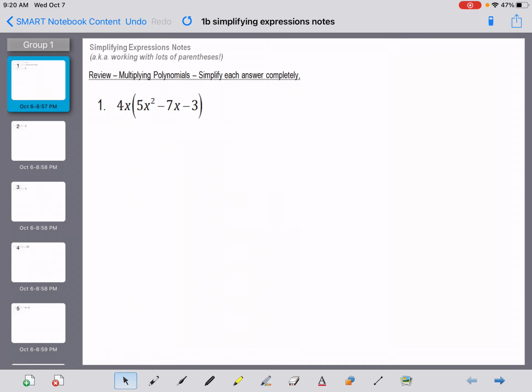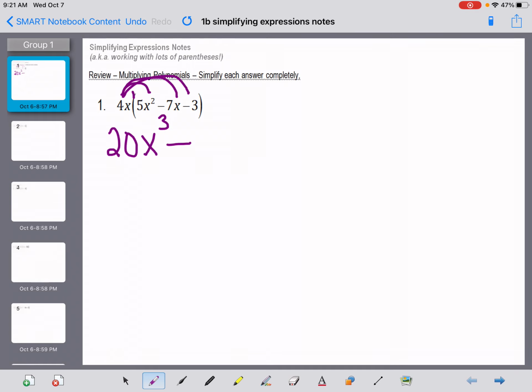we multiply the 4x times the 5x squared, the 4x times the 7x, the 4x times the 3. We need to be careful with signs, but we're going to multiply. 4 times 5 is 20, and then x times x squared is x cubed, x to the third power. Remember that the exponent on this x is a 1, and we add exponents when we multiply.